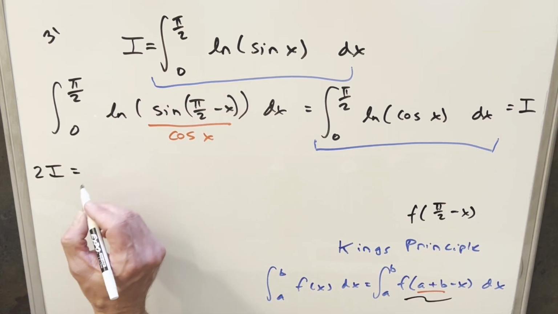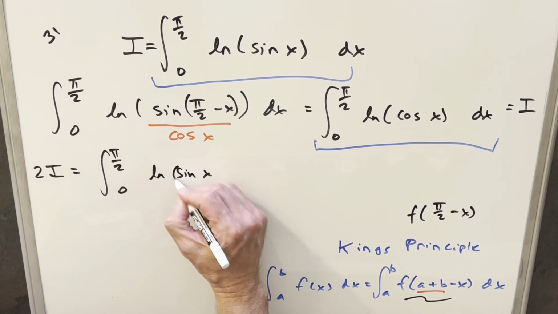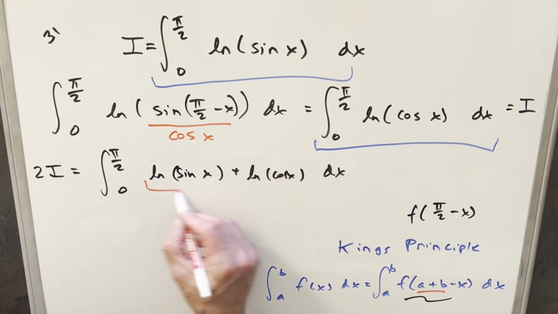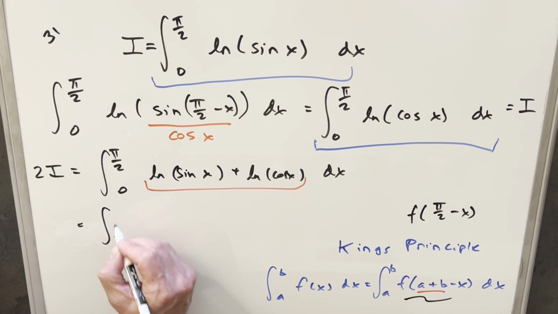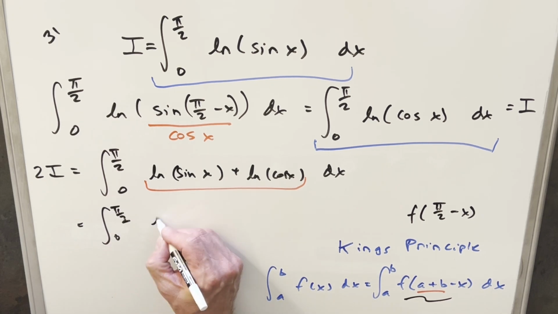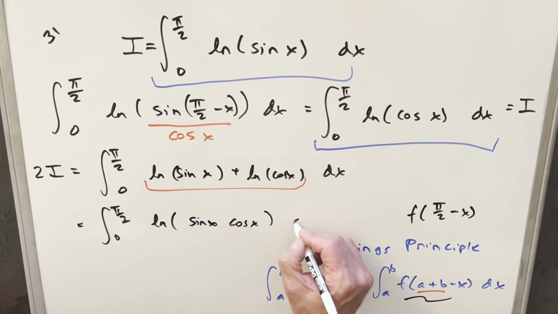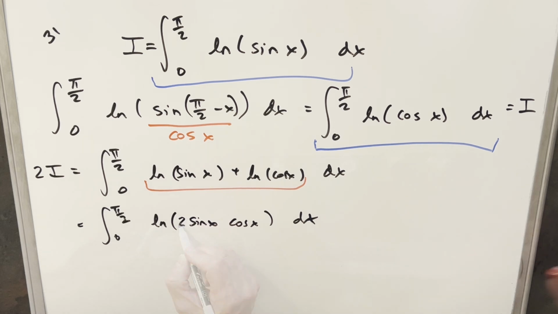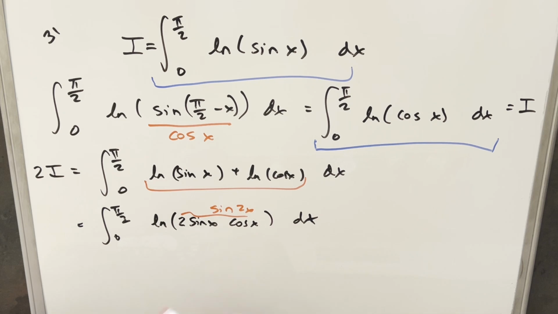Now we'll have two copies of our integral, 2I, and what we have is natural log sine x plus natural log cosine x. But log properties allow us to combine these and multiply them together. So when I rewrite again, we have natural log of sine x times cosine x dx. The nice thing about this is it's really close to our double angle formula for sine. I just need to multiply by 2, and then this whole thing is just sine 2x.